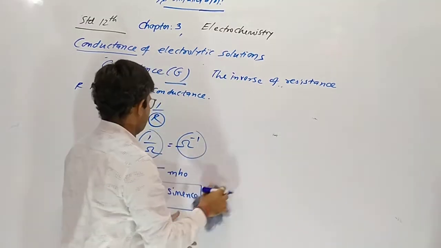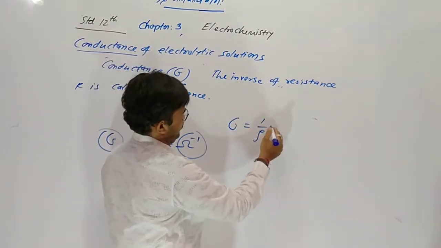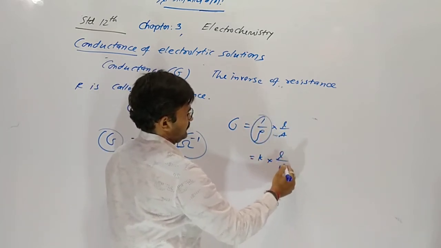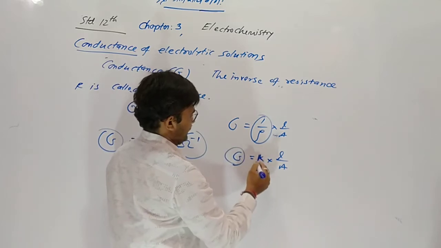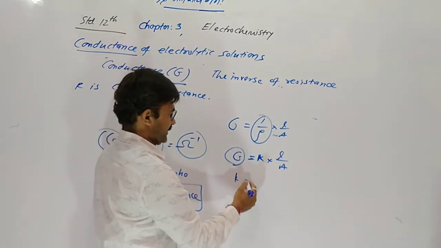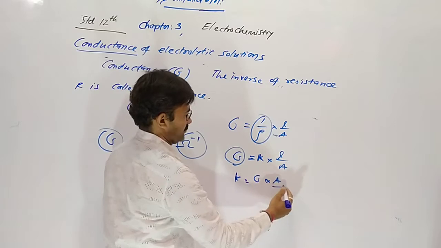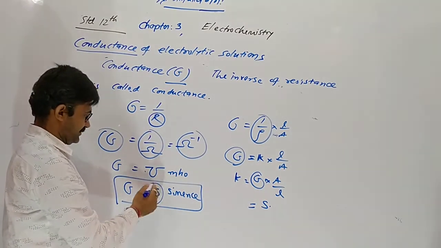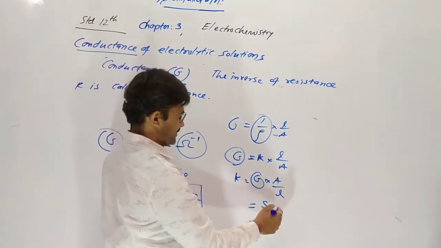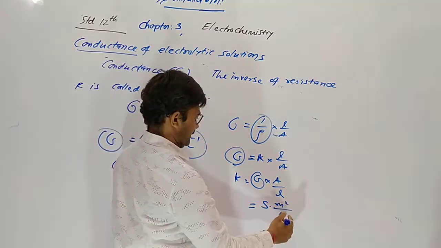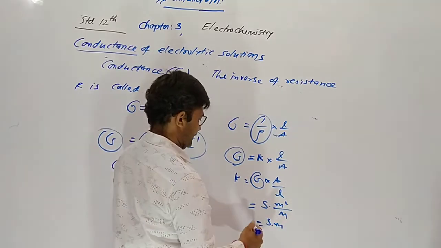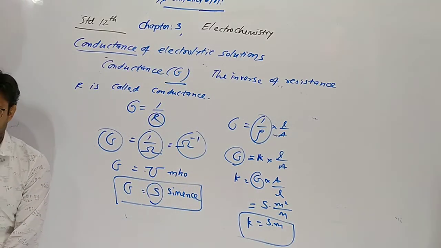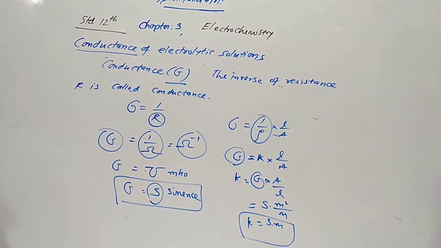G, we discussed, is equal to 1 upon rho times L upon L. 1 upon rho means K. G is conduction, here specific conduction. So now K equals G into A upon L. In SI units, the unit of G is S. Here, meter square upon meter, so Siemens into meter. SI unit of K is Siemens.